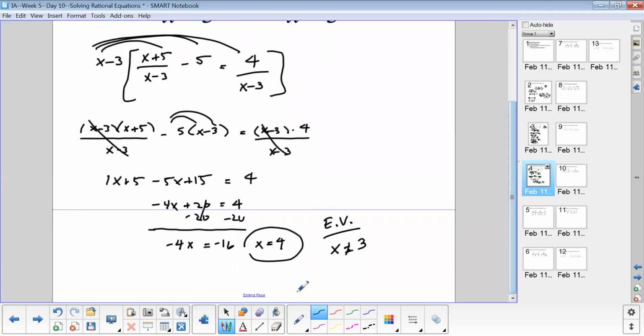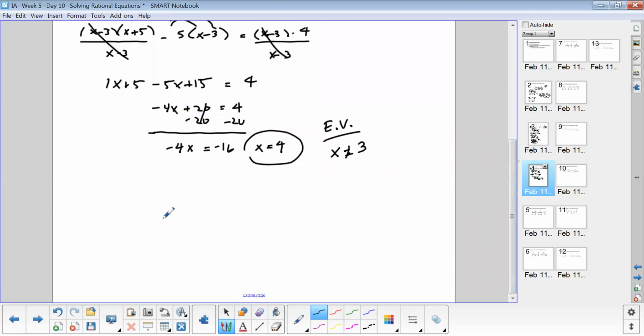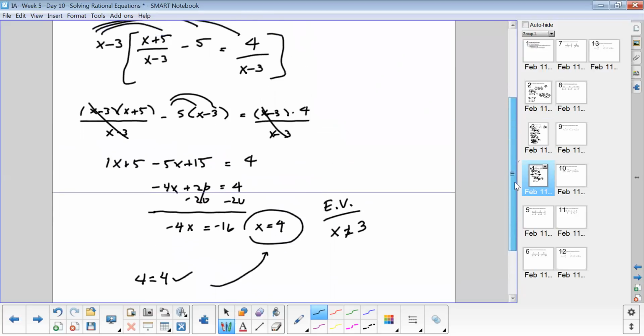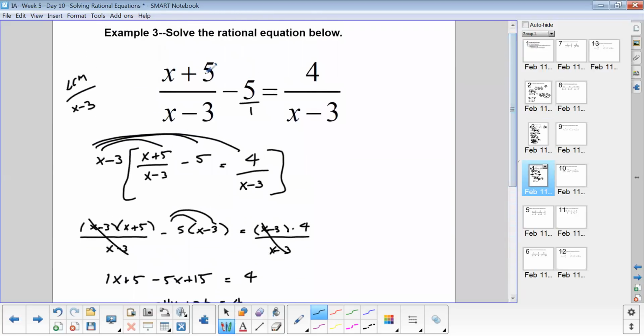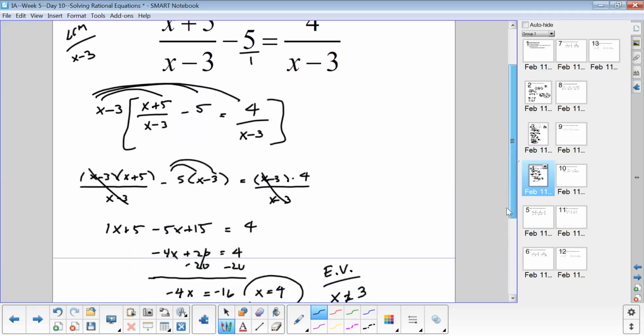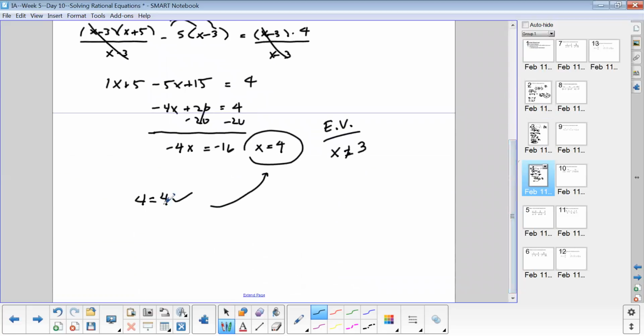So then when you go to check that, you should get 4 is equal to 4 when you check. That just means that this is correct. And what I mean by 4 equal 4, that's just what happens when I substitute 4 in for x, 4 in here, and 4 in here. So I would get 4 equal 4, which means that x equal 4 is correct, and there are the excluded values.